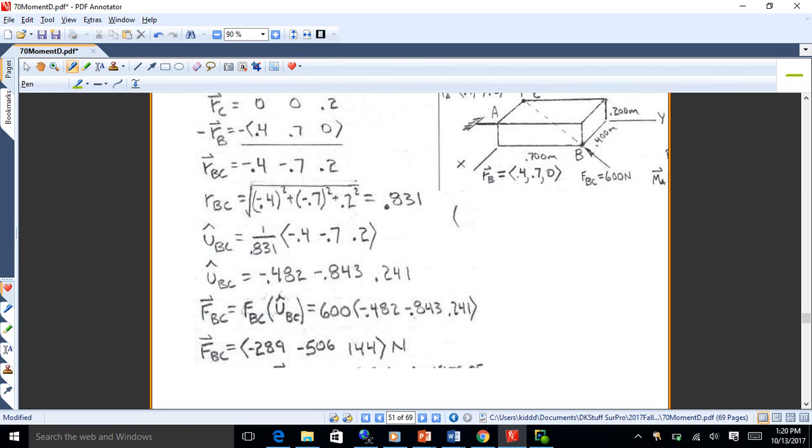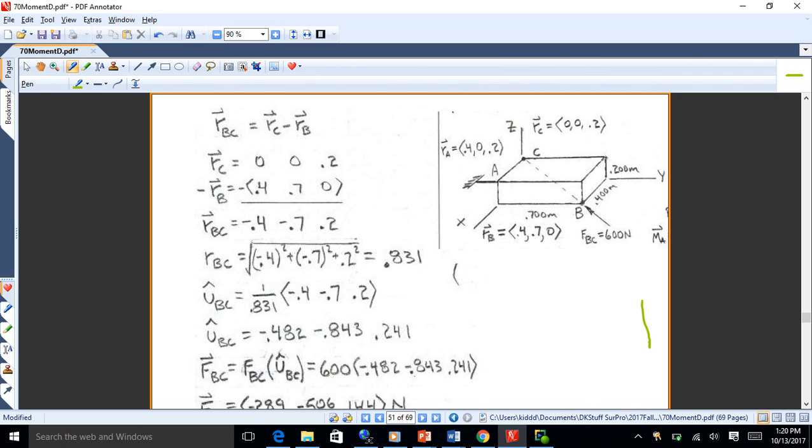Now the next thing you need is a vector that goes from A to anywhere on the line of action of the force BC. If I were doing this, I'd take the easiest one I could get, which would be from A to C, because that's a nice simple vector. What is that, just minus 0.4i? No j, no k. So I would just go ahead and use that vector from A to C in my cross product.